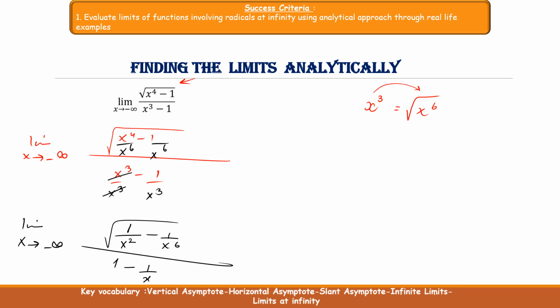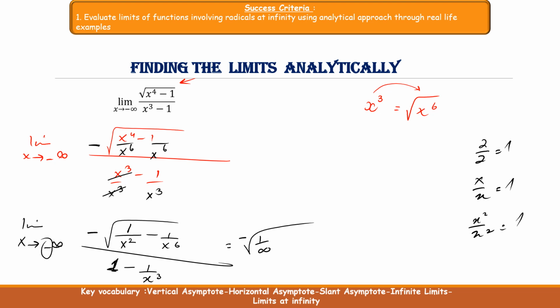Some of the students make a mistake and they do not write this one. That makes your answer wrong. So remember, 2 divided by 2 gives us 1. Similarly, x divided by x gives us 1. X square divided by x square gives us 1, and so on. Okay, once it is done, apply the limit. We will write now. Here it was minus infinity. I told you that put the minus before the square root. So we put this minus here, and now apply the limit.